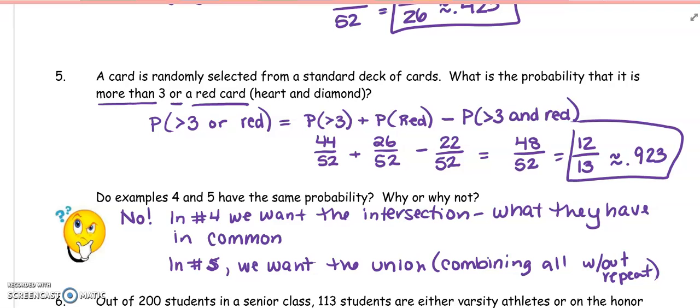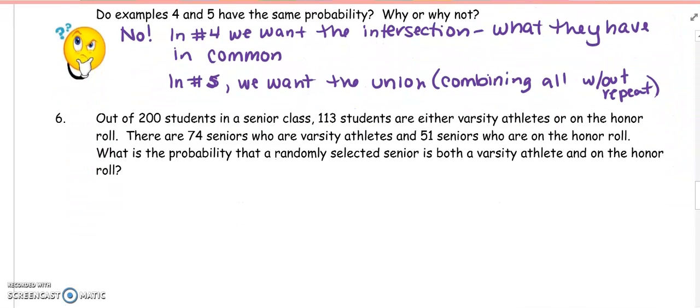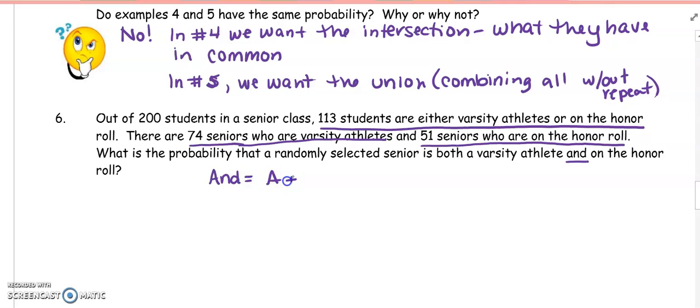All right, so let's take a look at number 6. Number 6 says out of 200 students in the class, 113 are either student varsity athletes or on the honor roll. It says there are 74 seniors who are varsity athletes, and it says there are 51 seniors who are on the honor roll. What is the probability that a randomly selected senior is both a varsity athlete and on the honor roll? So we want to do the and statement. And is equal to A plus B minus or.